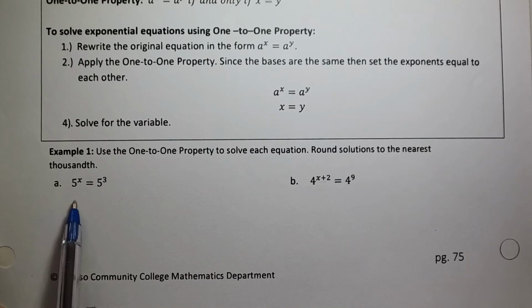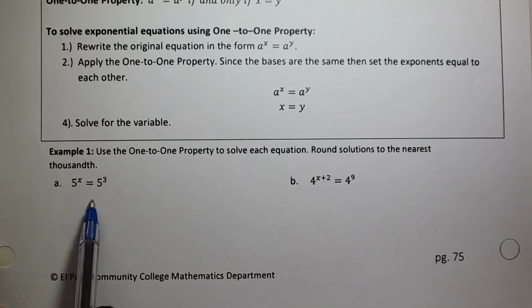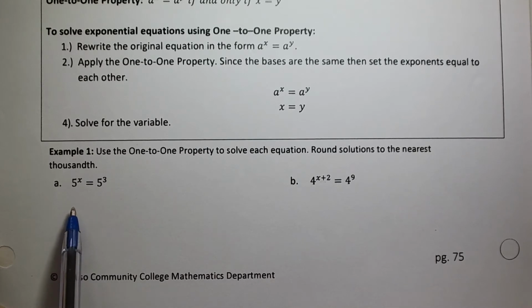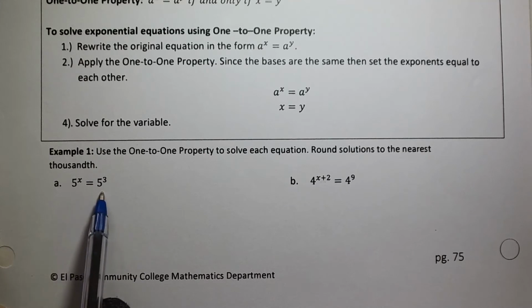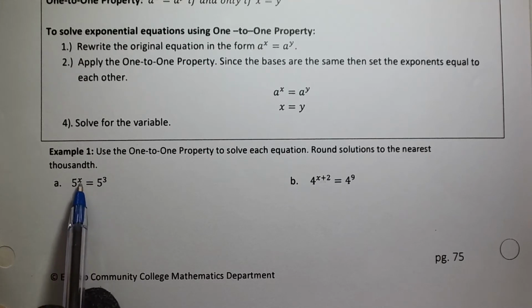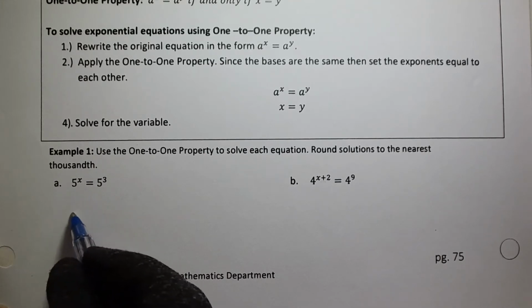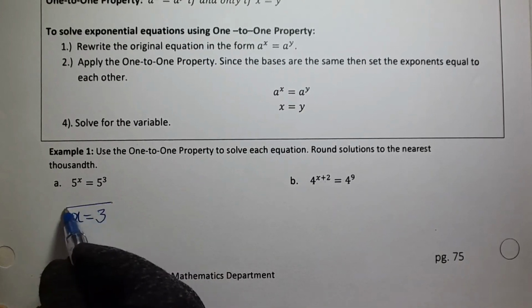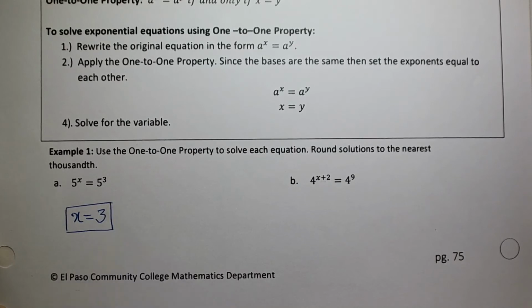Part A, 5 to the power of x equals 5 to the power of 3. Solving an equation means finding the value or values for the variable. Here the variable is x. You see in this equation, the bases are the same. So using the one-to-one property, the exponents must be the same. This means x equals 3. We solved this equation.